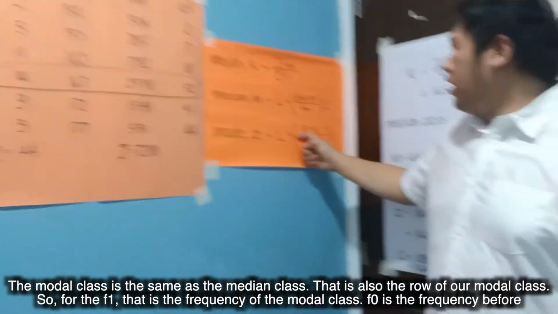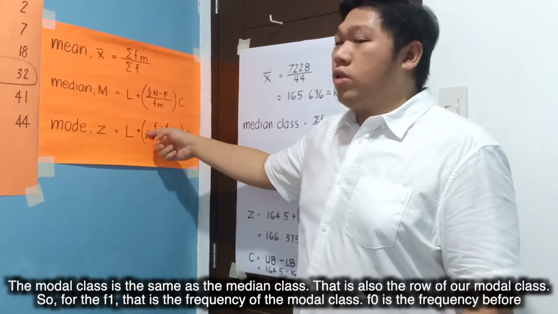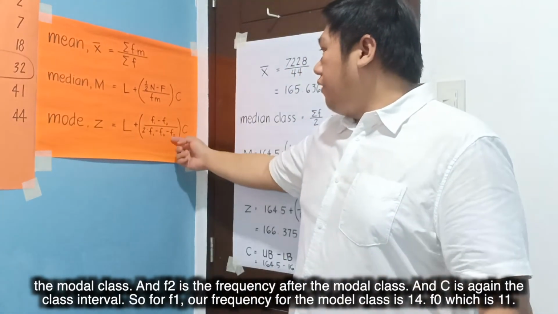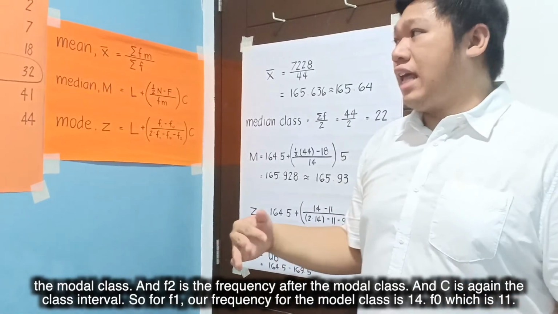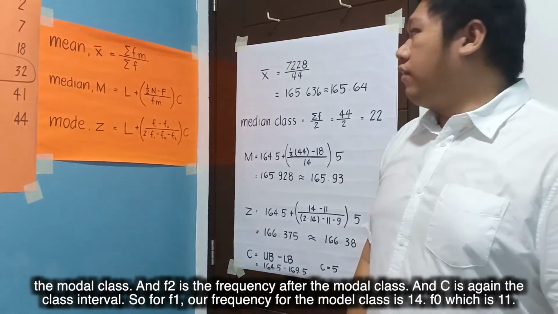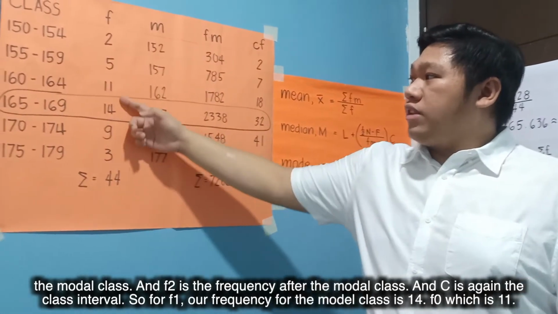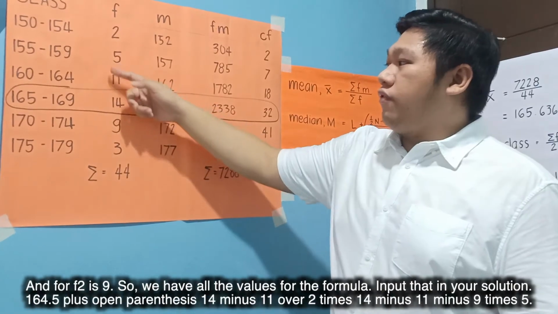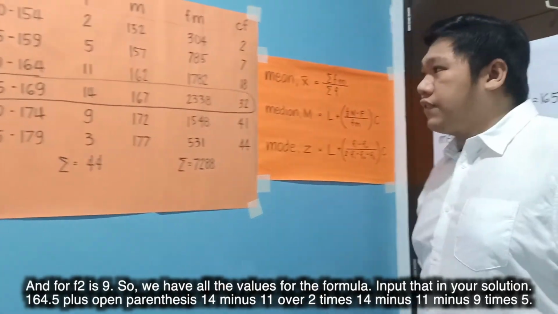So for the F1, that is the frequency of the modal class. F0 is the frequency before the modal class. And F2 is the frequency after the modal class. And C, again, is the class interval. So for F1, our frequency for the modal class, 14. F0 is 11. And F2 is 9. So we have all the values for the formula.